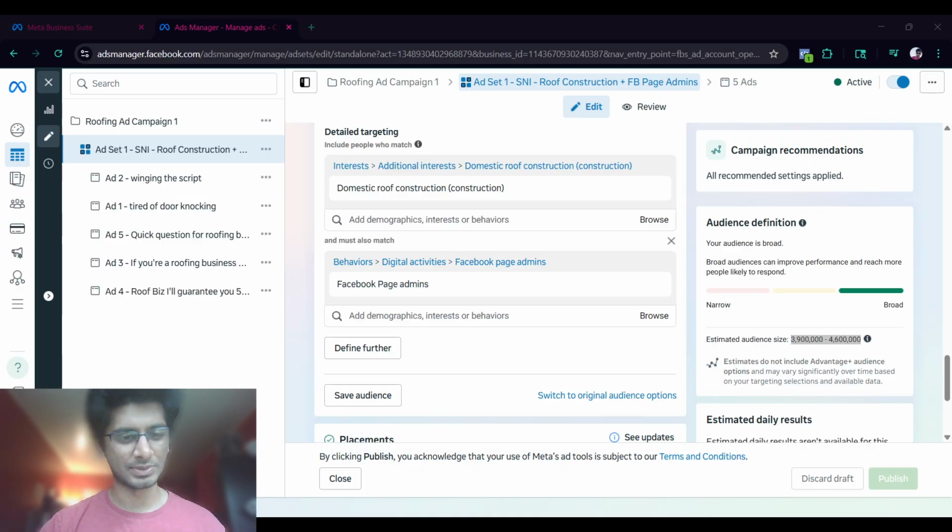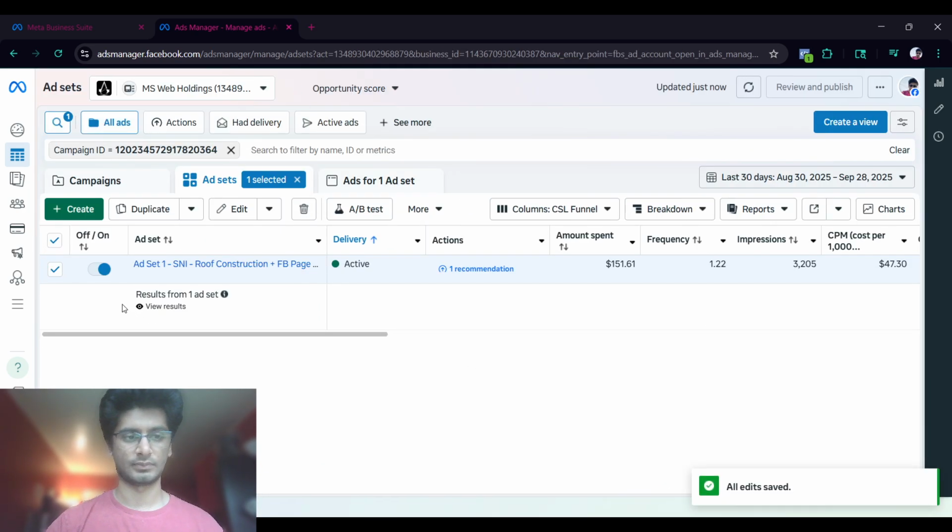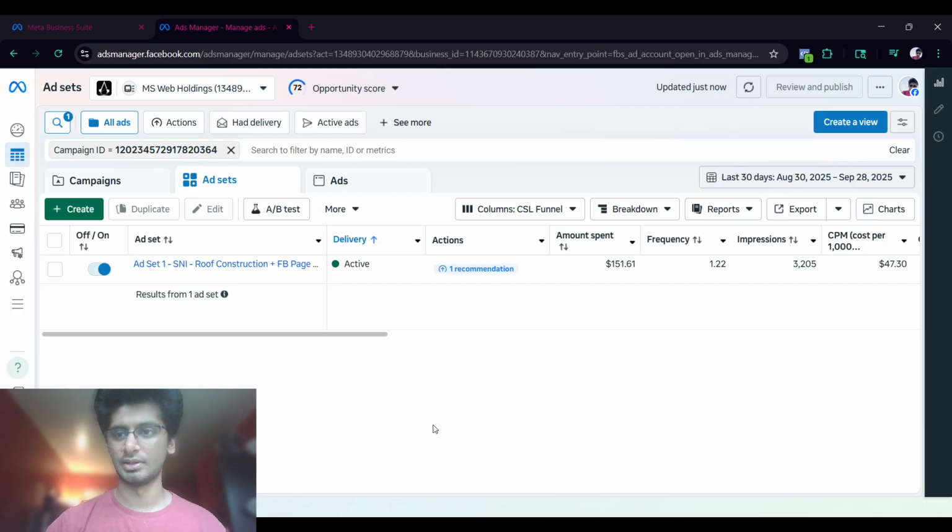If I did small roofing businesses or small business owners, or even regular business owners, it would jump from like 4.6 or 3.9 million on the low end to 100,000, which is way too narrow, right? So Facebook page admins gets us to that sweet spot between 1 and 10 million. This is actually like perfect. I'm not gonna edit anything.